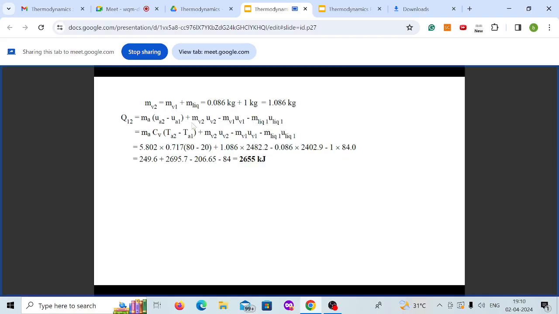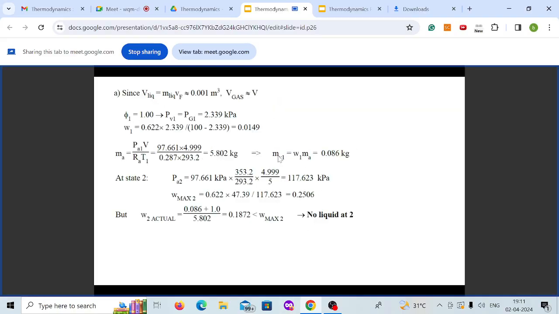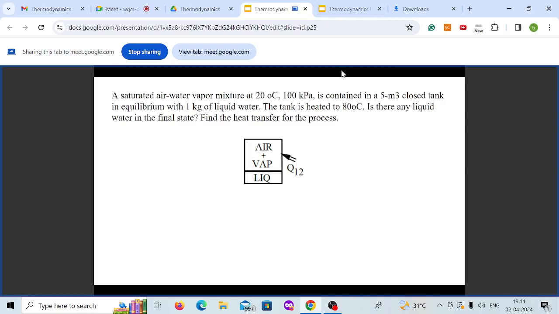From the steam table you can find the internal energies, and for air you can write it as Cv delta T. Cv is 0.717, the final temperature is 80 degrees Celsius and the initial is 20 degrees Celsius, and we also know the mass of each of the components. Substituting that, the heat which has to be added is 2655 kilojoules. This is the amount of heat you have to add to bring the whole content to 80 degrees Celsius.